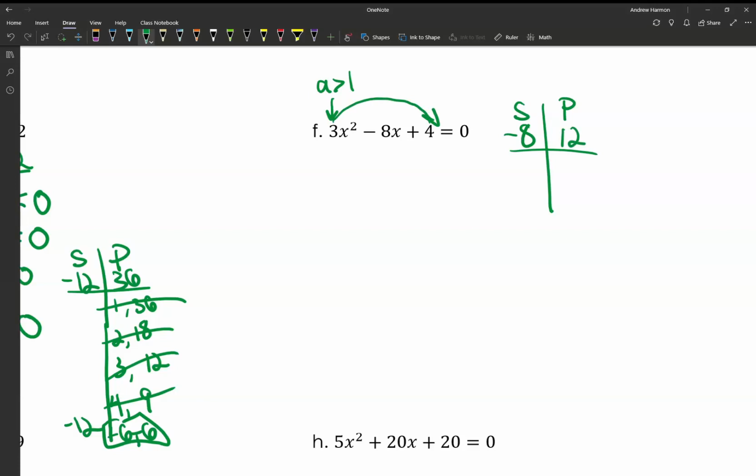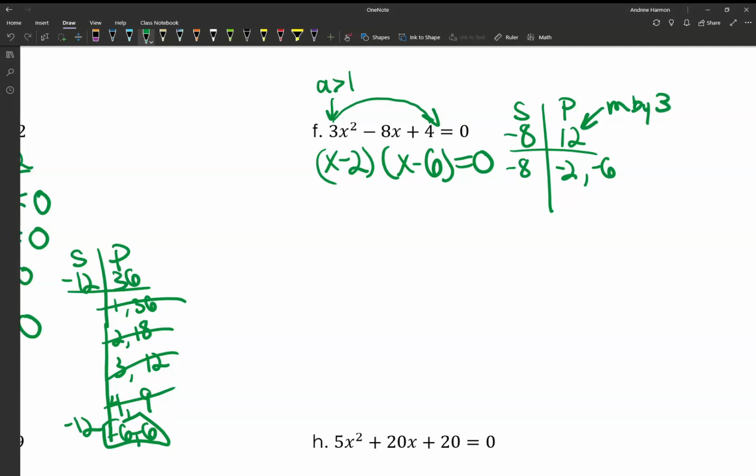So think about the ways to get a positive 12, multiplying and adding to get a negative 8. So what comes to mind is a negative 2 and a negative 6. Those together would give me positive 12 and add to give me negative 8. So those are my factor pairs. x minus 2 and x minus 6 equals 0. But we had to multiply by 3 to get that 12. So what we have to do is divide out that 3 from each of those.